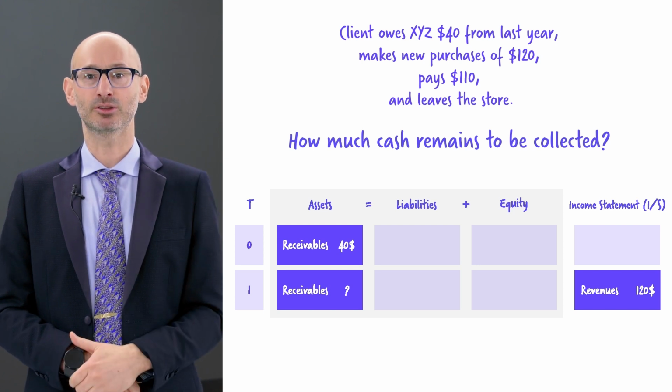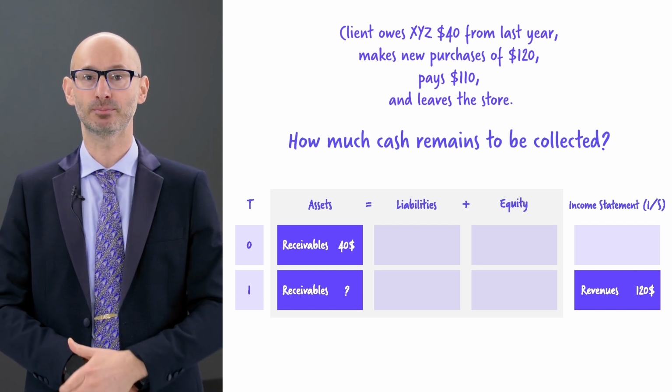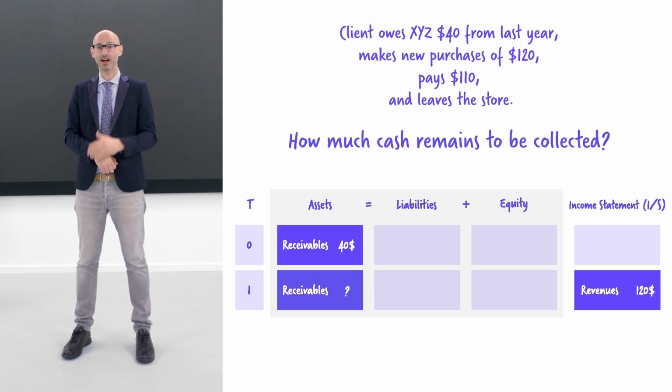Take a moment to think about it. Feel free to pause this video. Well, the answer is 50. You still owe 50. That 50 would be recorded under accounts receivable by the company. This is not accounting. This is simple logic.